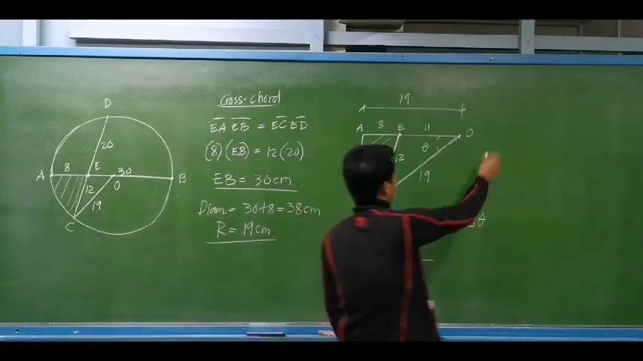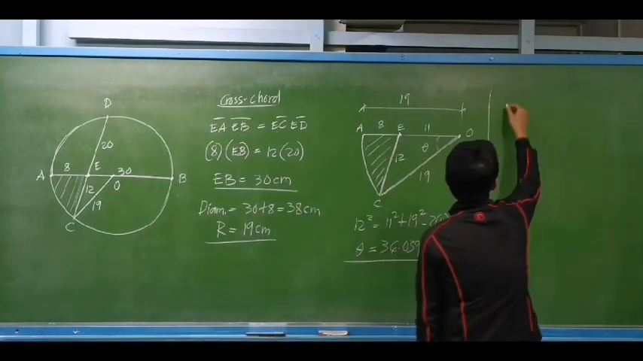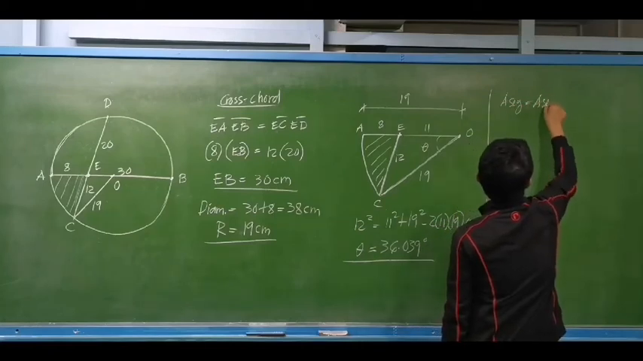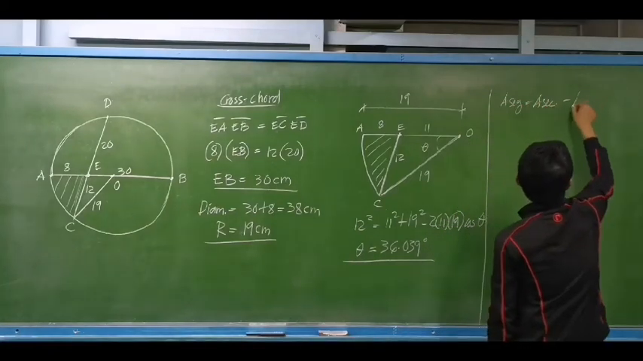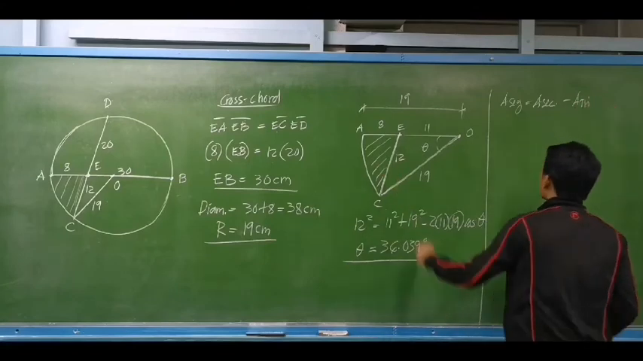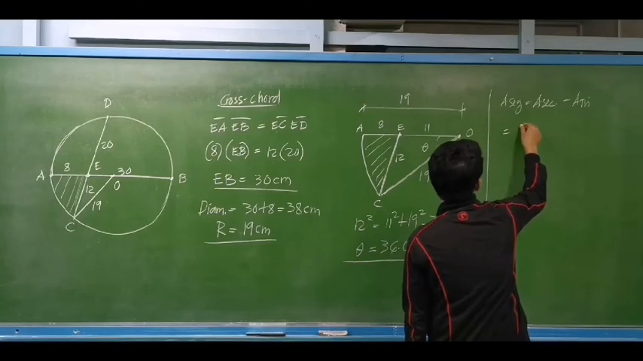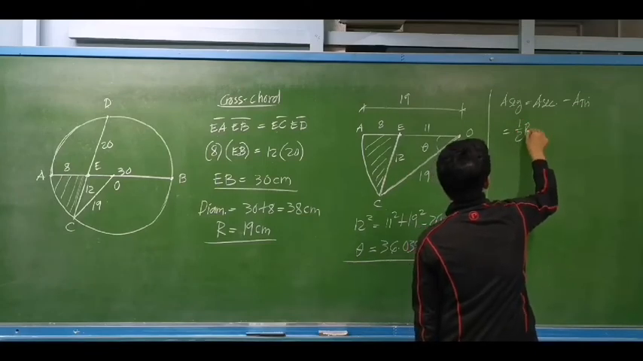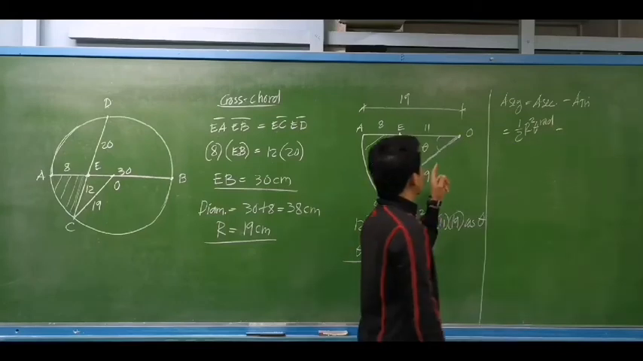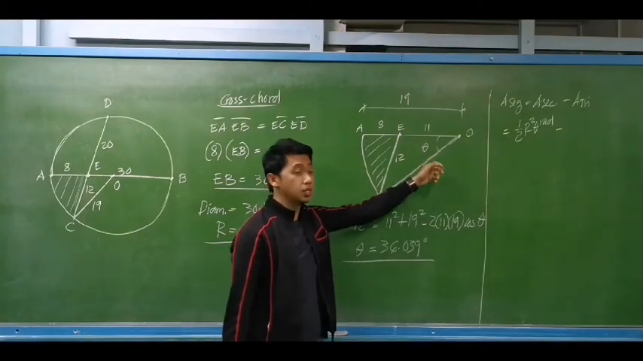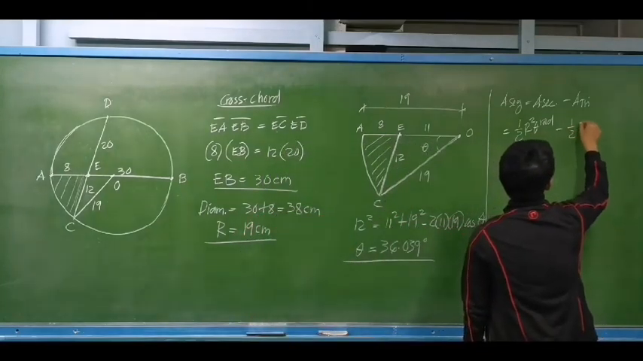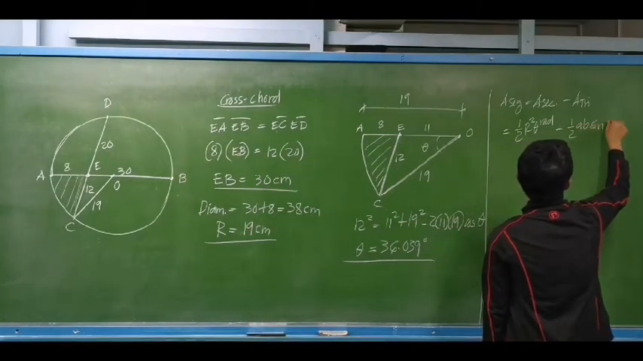So ano yung sabi natin kanina? Yung concept lang is area of a segment is equal to the area of a sector minus the area of a triangle. So kaya lang irregular siya. Ano yung equivalent ng area ng sector? 1/2 radius squared theta in radians. Pwede natin gamitin yung 1/2 AB sin theta for the area of the triangle. So this is minus 1/2 AB sin of theta.